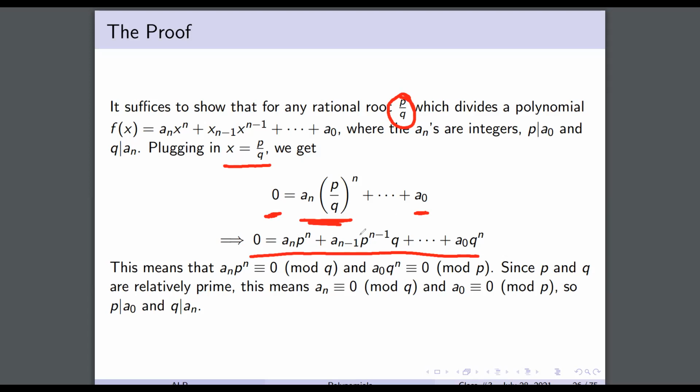And this also means, since all of these are 0 mod q, and this is 0 mod p, because it must divide q and p for everything. And since p and q are relatively prime, this means that a_n equals 0 mod q and a_0 equals 0 mod p. So p divides a_0 and q divides a_n.